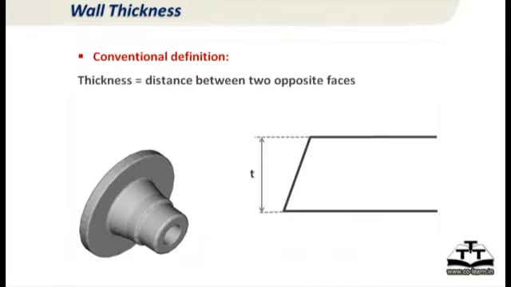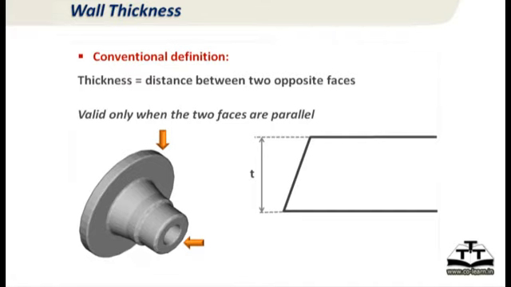Now conventionally we say thickness is, in a way, the distance between 2 parallel walls. So if you have a casting like that and the rim or flange of that, if the 2 sides are parallel, you can say the distance between them is thickness, and there is no discussion, that's absolutely right. But it is valid only when the walls are parallel.